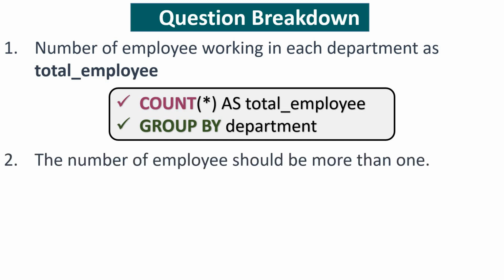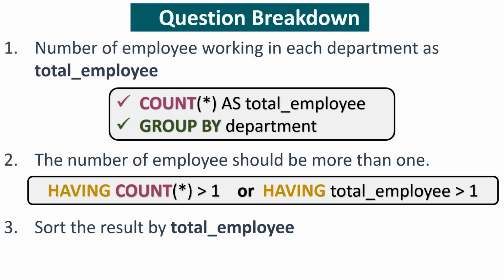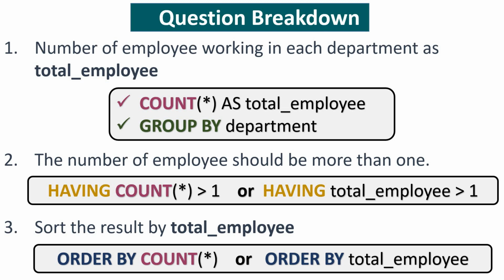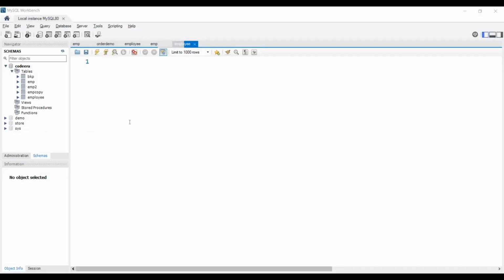Now our next step is the number of employees should be more than 1. Here we have to use having clause on the aggregate function. So we will write having count star greater than 1, or we can also write having total employee greater than 1, because here total employee is the alias of the count star, so we can also use it. And in the last step, we have to sort by the total employee. So we will use order by clause on count star, or you can also write order by total employee. So our final query will be like this. Now let's execute our query.